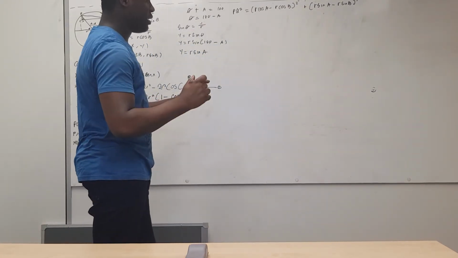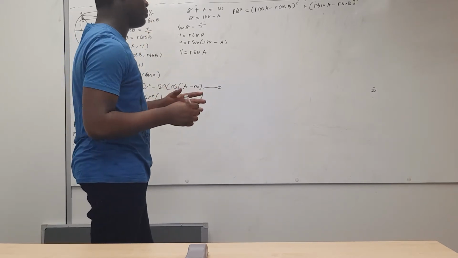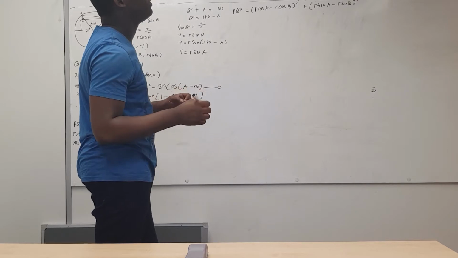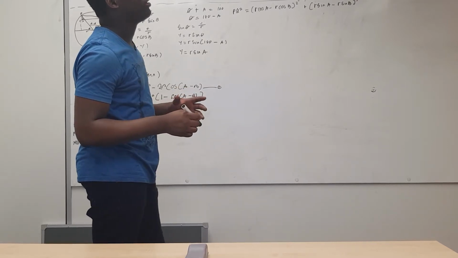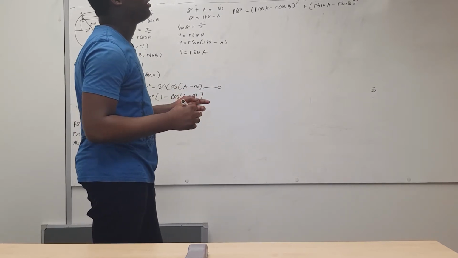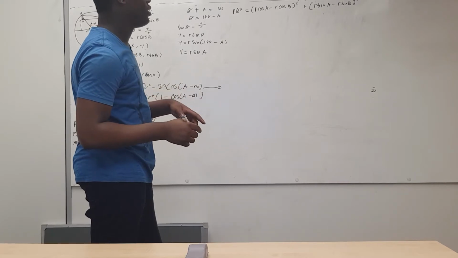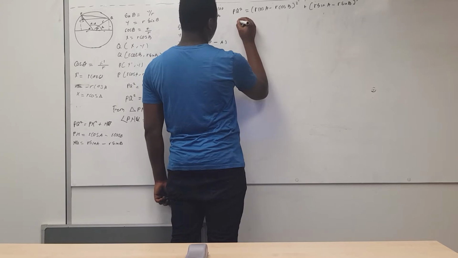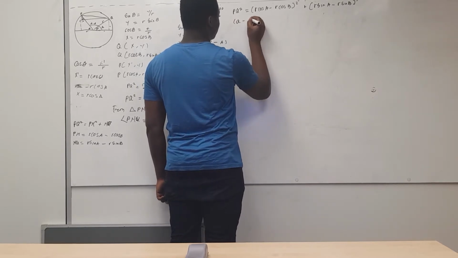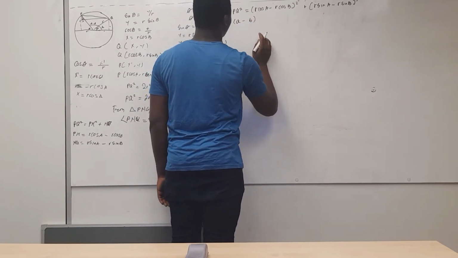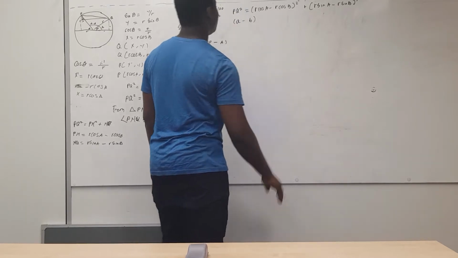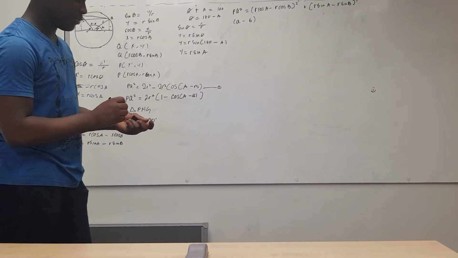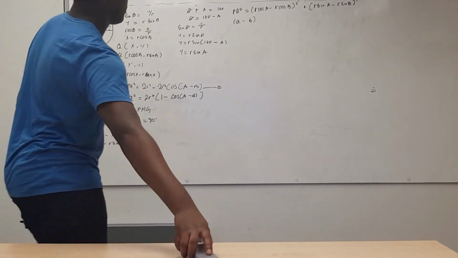I know what a minus b all squared is. That would be a squared plus b squared. You know what, let's just do it. I've actually forgotten this. Yeah, that's going to be a squared plus b squared minus 2ab.